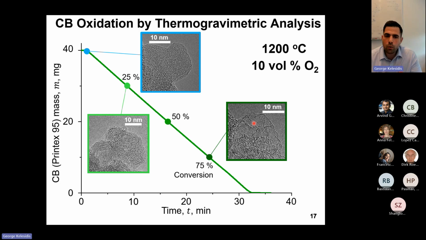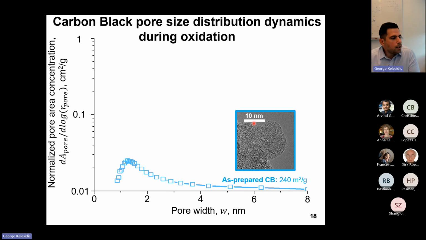Now, in order to better quantify the porosity of these carbonaceous materials, we did nitrogen absorption measurements. Here on the y-axis, I'm presenting the normalized pore area concentration obtained as a function of the pore width. And in particular over here, you can see the pore size distribution that we obtained for as-prepared unoxidized carbon black. Again, you can see now more quantitatively that these particles contain only a few pores that are smaller than 2 nanometers. And due to the small porosity of these nanoparticles, their specific surface area is rather low. It's just 240 square meters per gram. It's much smaller compared to those of the commercial activated carbon and carbon black that I showed you earlier on.